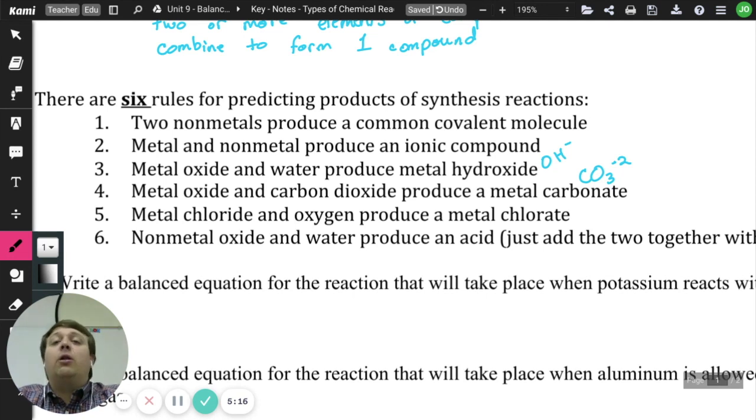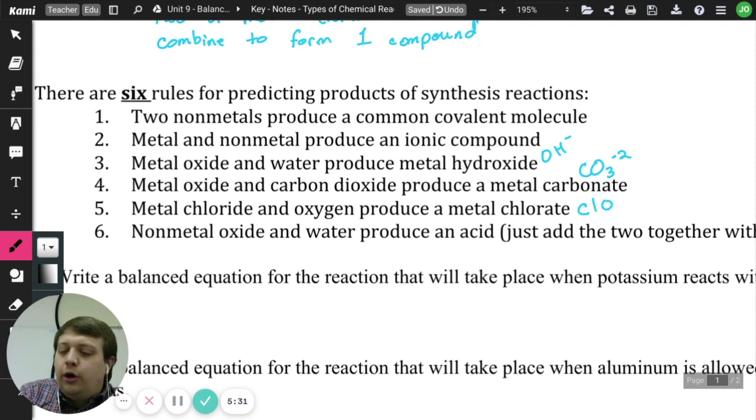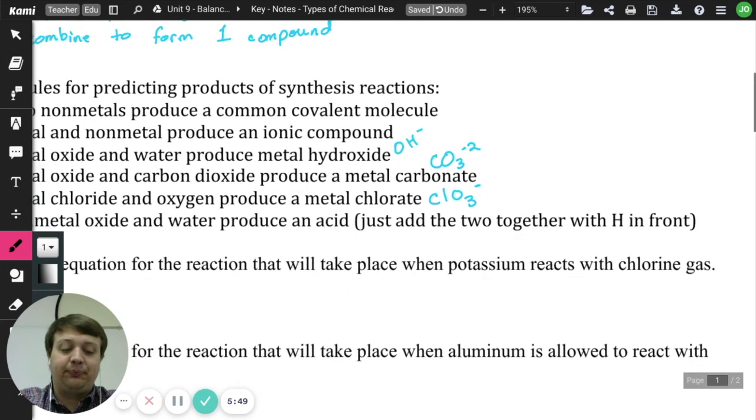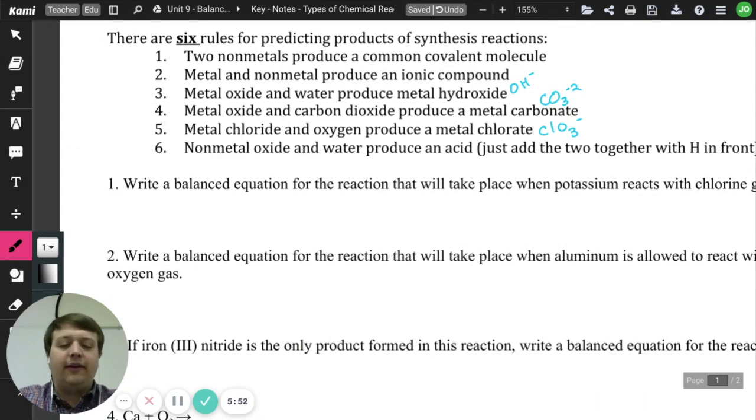Next, if I take a metal chloride, so any metal plus chlorine, like sodium chloride, magnesium chloride, rubidium chloride, and oxygen, I will produce a metal chlorate. Chlorate is ClO3 with a -1 charge. The last rule says if I take a nonmetal oxide and water, I'm going to produce an acid. To produce an acid, you just add the two together with the hydrogen in the front.